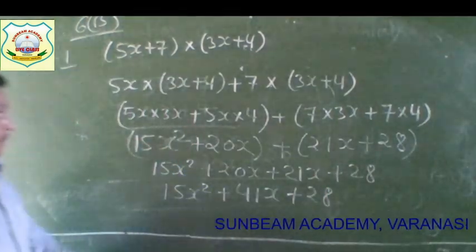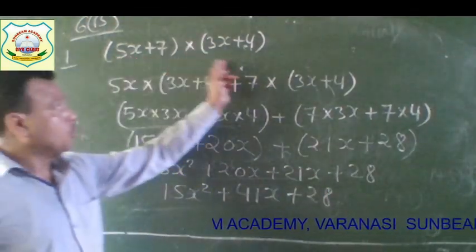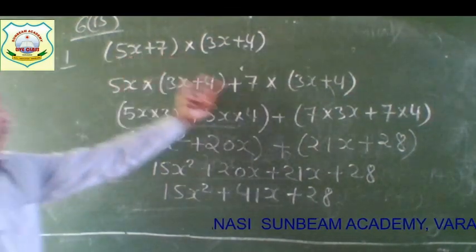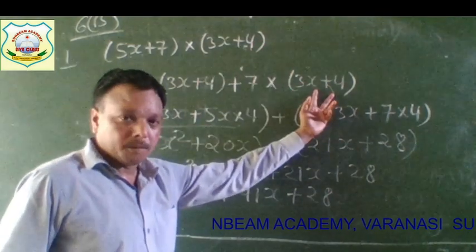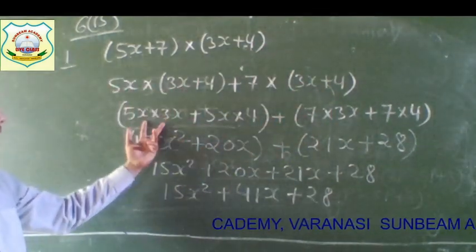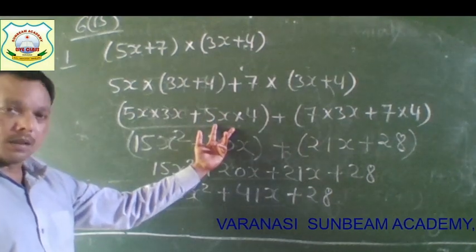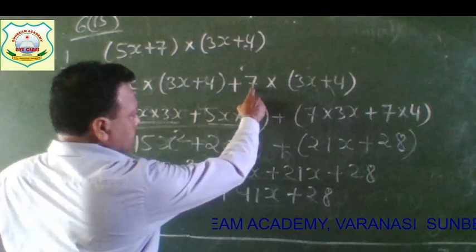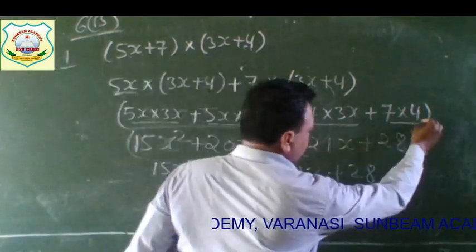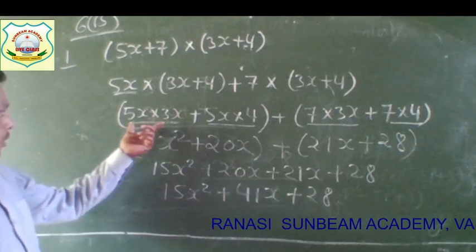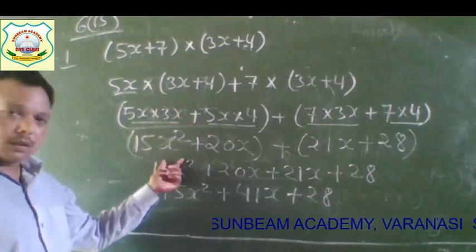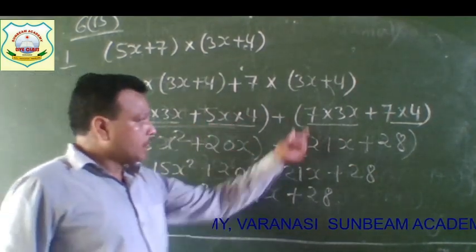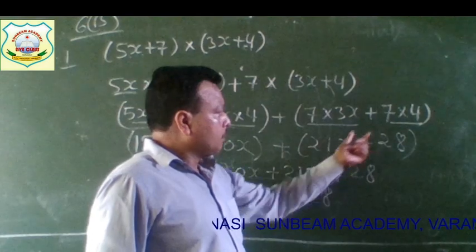Again I am repeating this one. 5x multiplied by this 3x plus 4, plus 7 multiply this 3x plus 4. 5x into 3x, 5x into 4, clear? Similarly 7 into 3x and 7 into 4. Students, you can see here 5 into 3 is 15, x into x is x square. Plus 5 into 4 is 20, that is x. Plus 7 3s are 21, that is x. Plus 7 4s are 28.